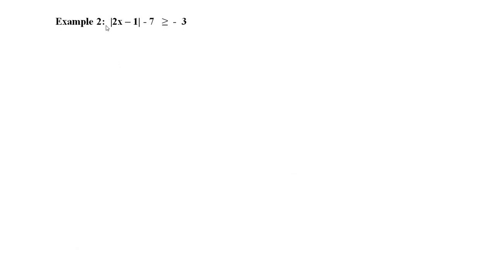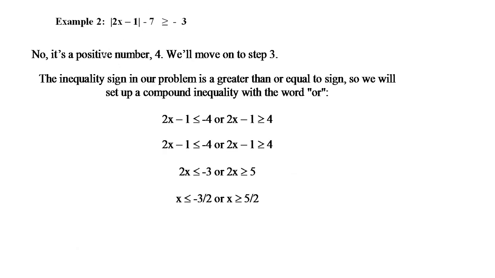First, isolate the absolute value sign by adding 4. Now it's a positive number 4. We will move on to step 3. Minus 7 will add on both the sides. So plus 7 and minus 7, 3 plus 7 equals plus 4. So the number will be a positive number.